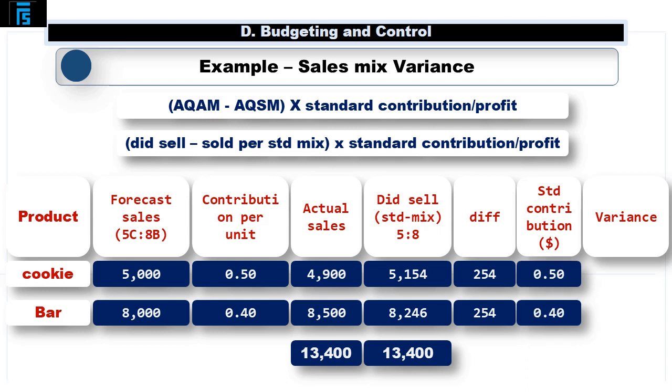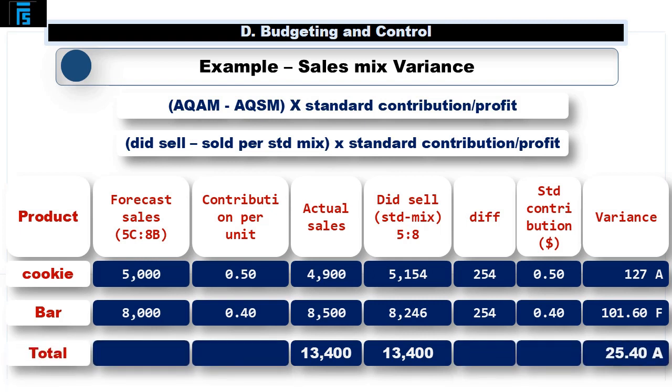Applying the standard contribution to these differences gives us a variance of $127 for cookies. This is adverse as we have sold fewer than per the standard mix, and a variance of $101.60 for bars. This time this is favourable as we have sold more bars than per the standard mix. The overall sales mix variance is therefore $25.40 adverse. It is adverse because the figures tell us that we have sold fewer of the more profitable cookies and more of the less profitable bars than we would have done under the standard mix, and therefore we have made less profit overall.